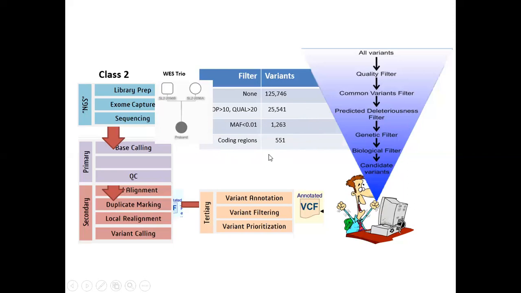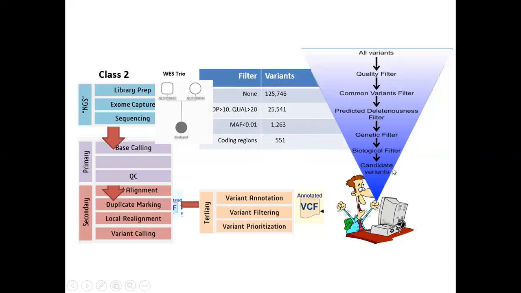So first we have to look at the coding regions, whether the coding variants are associated with your disease in the sample or not. Because most of the diseases are associated with the coding variants. More than 80% of the diseases are associated with the coding variants. So now you have only a few hundred variants, and these are easy to analyze further.